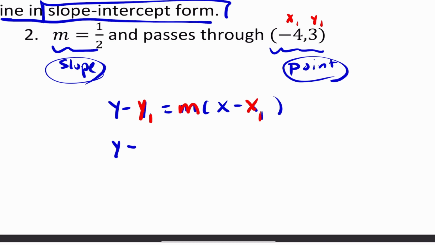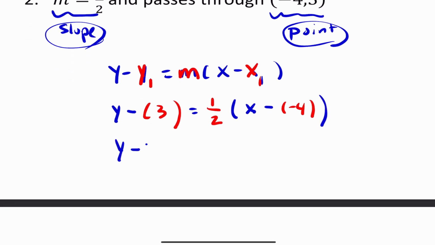So y minus, okay, so I have that negative 4 is equal to my slope, which is 1/2 times the quantity x minus, oh, I screwed up. That should be 3 here. It's y minus y1, so this is y1, that should be 3, and then this should be negative 4, right? So x minus negative 4, there you go. And so that's y minus 3 equals 1/2 times x plus 4, and then what do I do here?